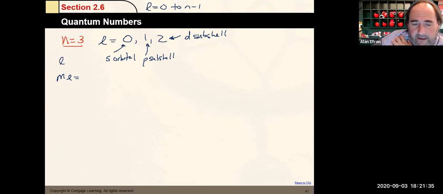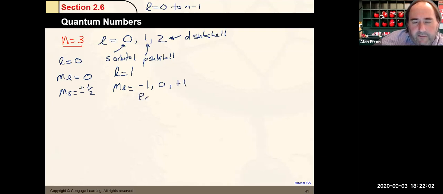So for our L value of 0, our m sub L will be 0, just like it was before. And for that particular orbital, you could put an electron up or down in there, which would give it plus or minus 1/2 for its spin. Our L value of 1 will come out the same way as we just saw previously as well. Our m sub L can go from -1 to 0 to +1, again representing the px, py, and pz orbitals. And each of those individual orbitals can have a spin quantum number of plus or minus 1/2.